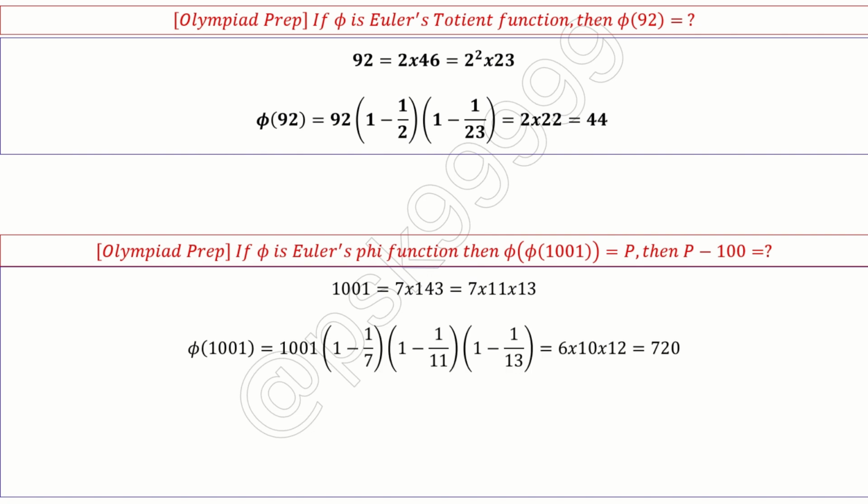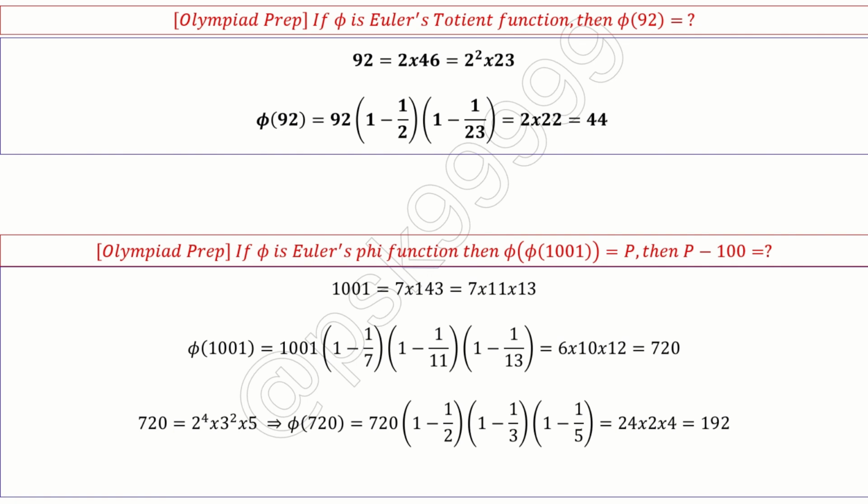Phi of 1001 equal to 1001 into 1 minus 1 by 7 into 1 minus 1 by 11 into 1 minus 1 by 13, which is nothing but 6 into 10 into 12. So 7 minus 1, 11 minus 1, 13 minus 1, which is equal to 720. Now this is phi of 720 is what I need to find out.